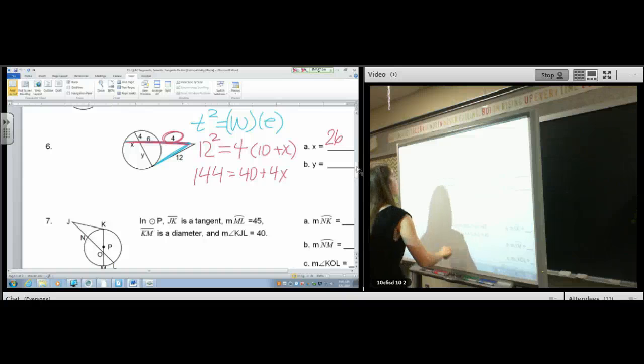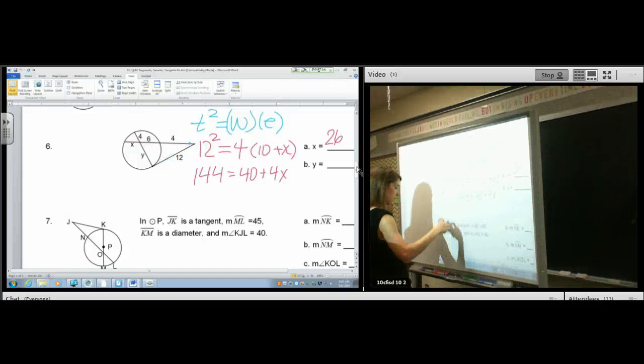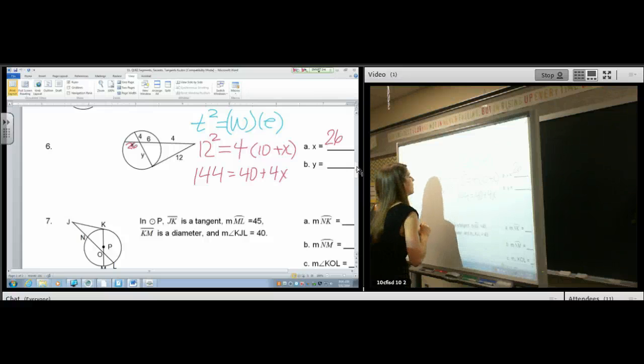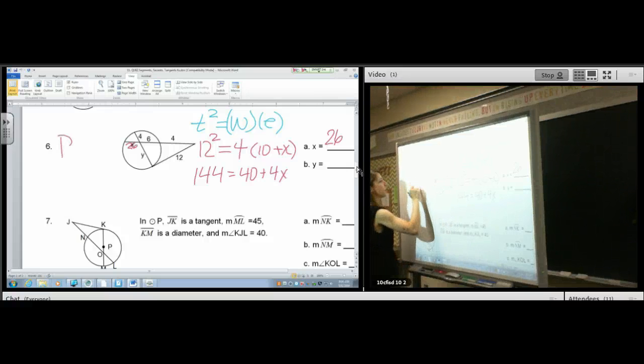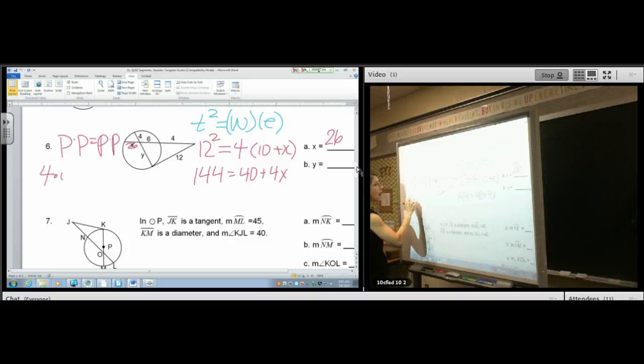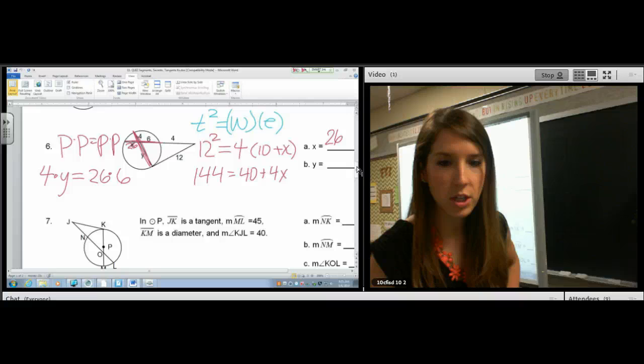Once you have x, then you need to focus on finding y. And to find y, you're doing part times part equals part times part. So I would do 4 times y, because those are in the same chord, equals 26 times 6, because those are in the same chord. Does that answer your question, Albert?